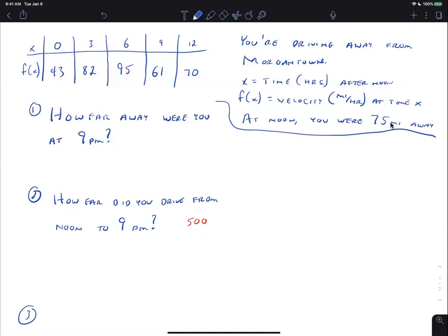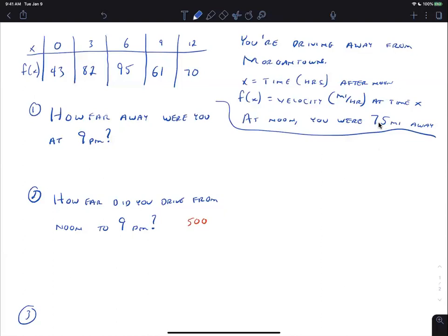575. Does that make sense to everybody? Because you were already 75 miles away, you drove another 500 miles, so now you're 575, assuming you're driving the same direction the whole time, which is what we're assuming. Does everybody get that? So these two questions are closely related, but they're not necessarily the same thing. And if you don't start at 0 miles away, then they're definitely not the same thing. Does that make sense to everybody?